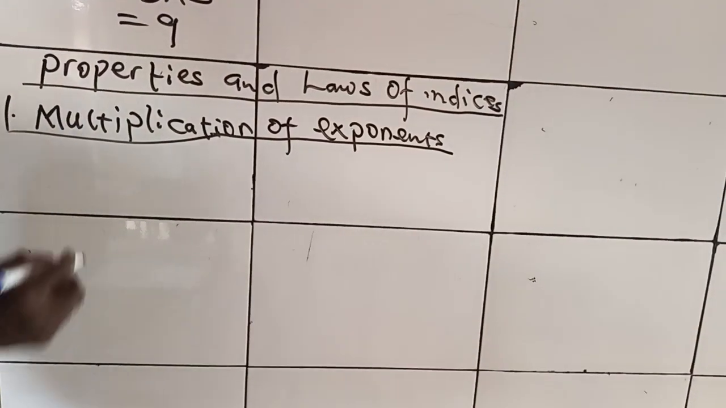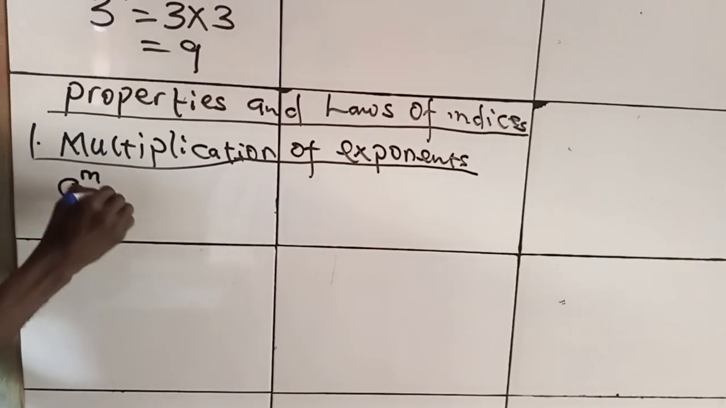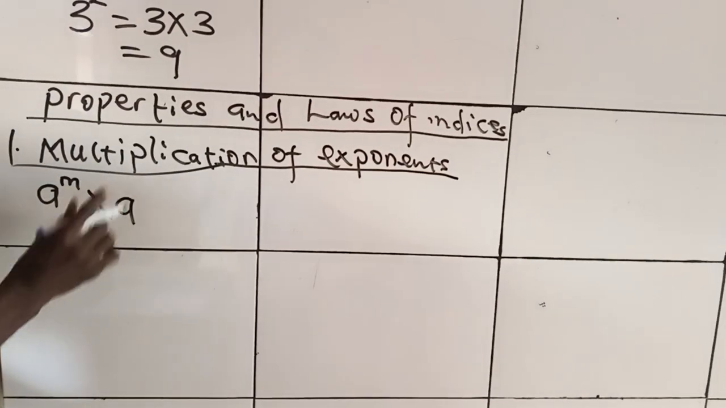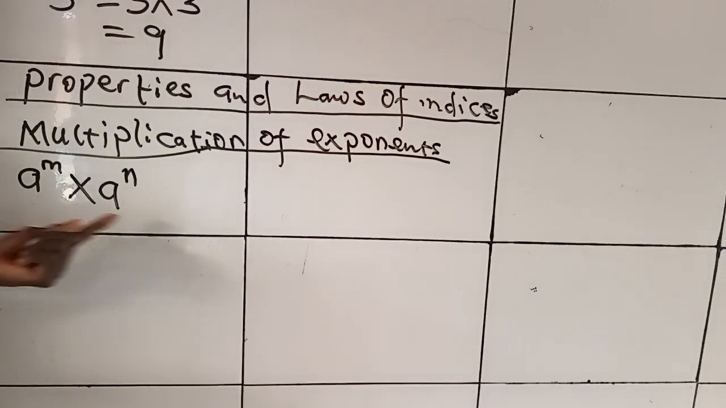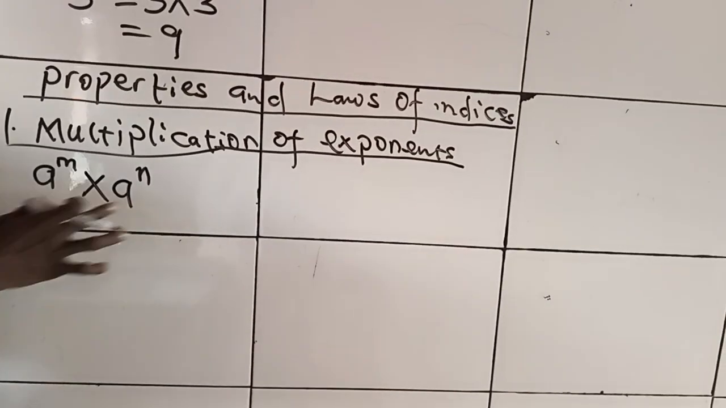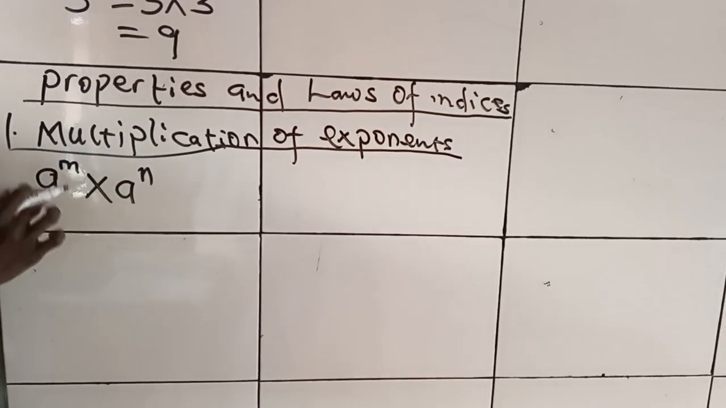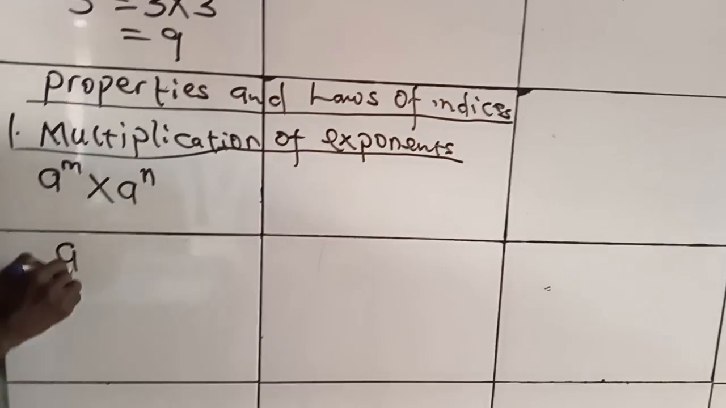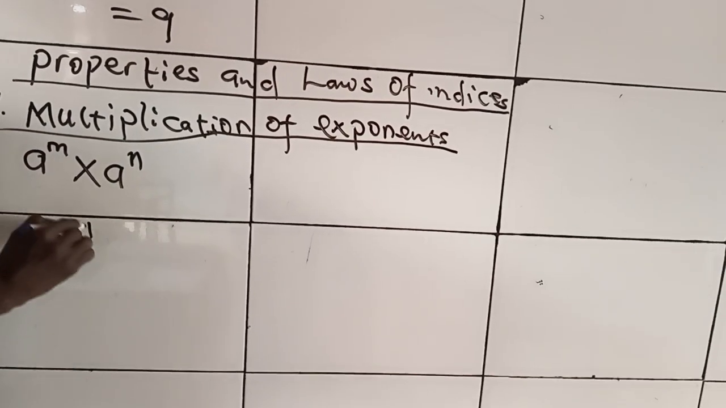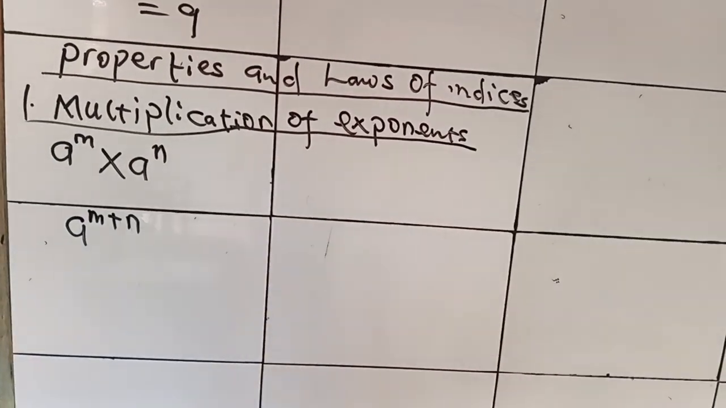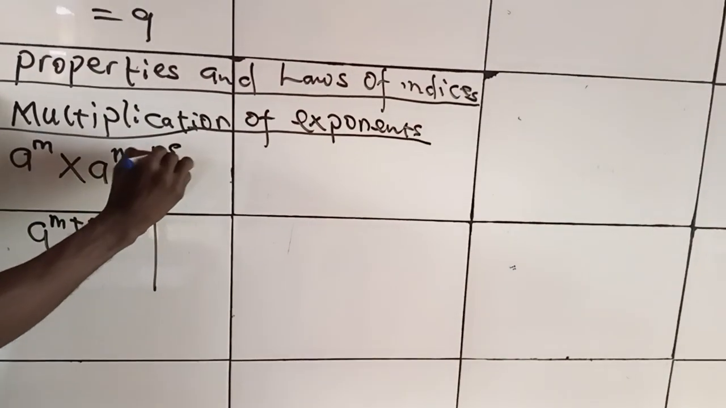Let's take, for instance, you have A being the base raised to the power of, let's say, M times A being the base raised to the power of N. If you see this condition, the bases are the same. A, this is A. So you pick one of the bases. Then we add the power or the exponent, M plus N. This is one of the laws. And let's do an example on this.